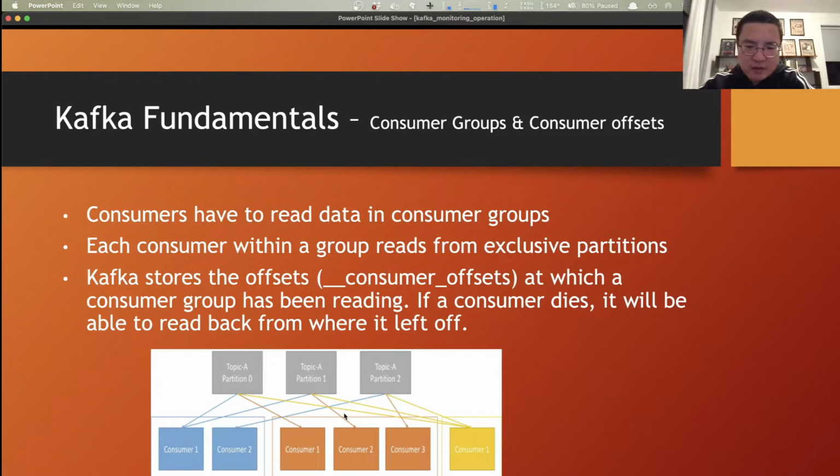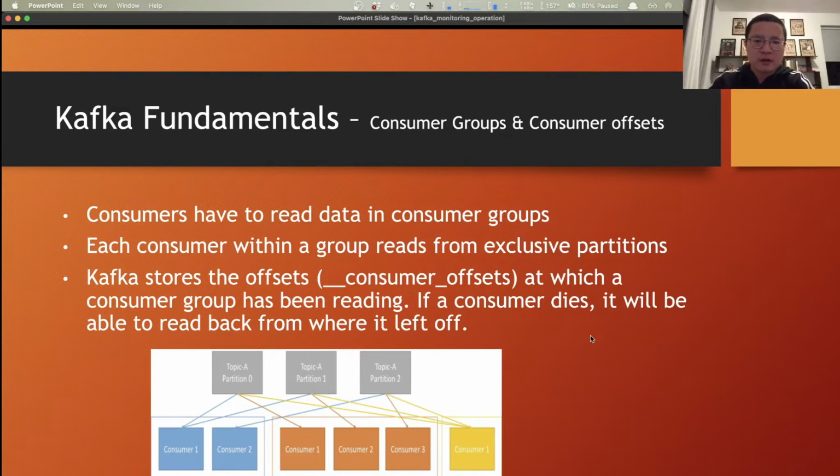Take a look at the example right here at the bottom of the slides. Here there are multiple consumer groups, and inside each group there are multiple consumers, right? And remember, each consumer within a group reads from exclusive partitions up here. So due to these constraints, if you have more consumers than partitions, some consumers will be inactive, right? And Kafka stores the offsets at which a consumer group has been reading, so that if a consumer dies, it will be able to read back from where it left off real quick. That's basically what consumer offsets are all about.